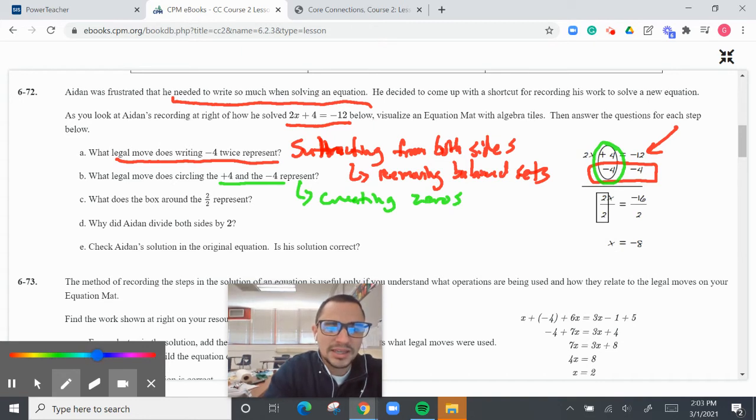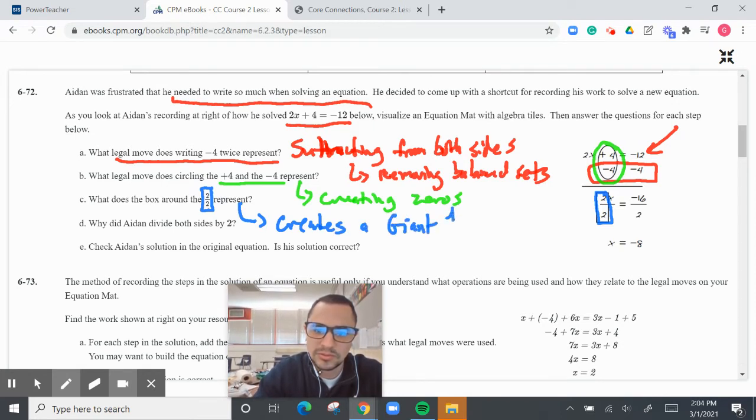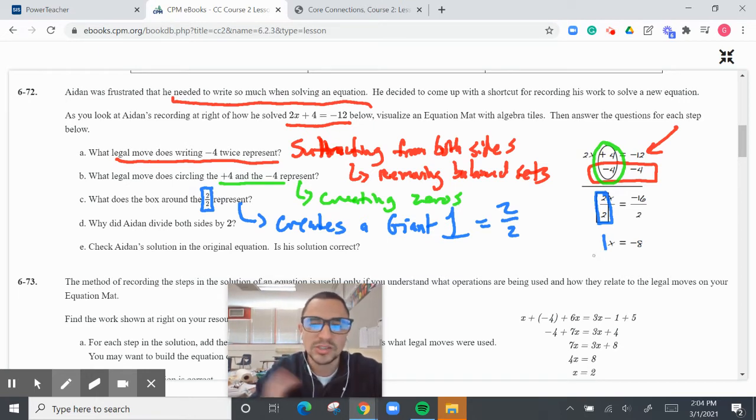Why did they draw a box around the 2, 2? Well, right here, that creates a giant 1. And the giant 1 basically says any fraction with a number on top is the same as the number on the bottom. So for example, 2 divided by 2 gives us 1. And they don't put 1x there, but just imagine there is 1x, so we put a 1 in front, but you don't have to put it.